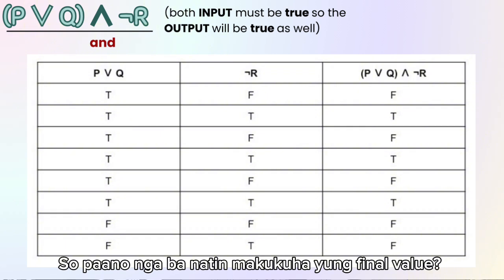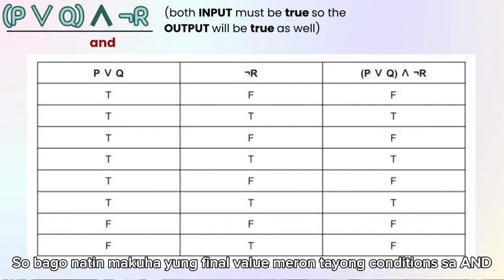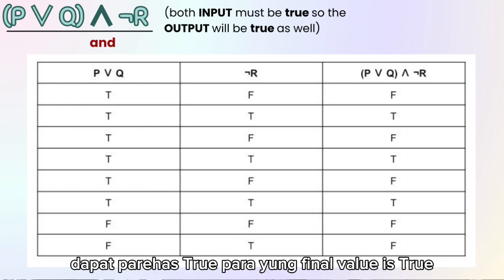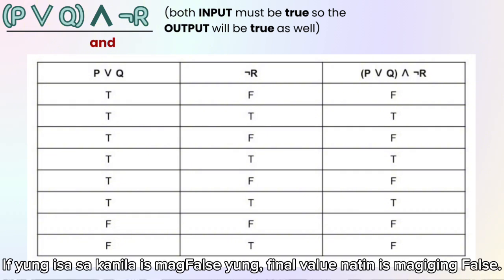So, paano ba natin makukuha yung final value? So, bago natin makuha yung final value, meron tayong condition sa AND. Yung condition natin sa AND, dapat parehas true para yung final value is true. If yung isa sa kanila is mag-false, yung final value natin is magiging false.